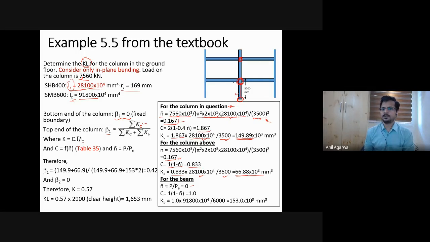Then for the beams, again the same calculation has to be done. N bar we had calculated was 0, and for this beam this is the far end, and for this beam this is the far end. So for the beams, the far ends are again rigidly connected to columns. If they are rigidly connected to columns, I can take 1 minus n bar, and n bar was 0, so I get C equal to 1, and then I substitute them in the K value. So CI divided by L. Now the beams are 6,000 mm long.